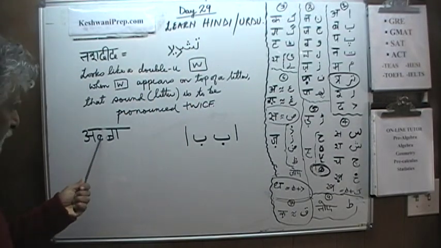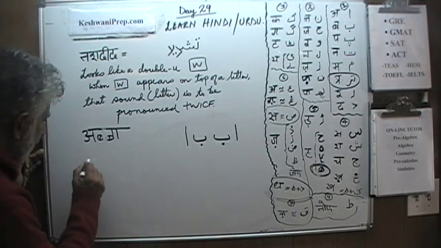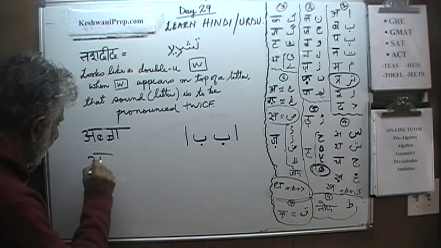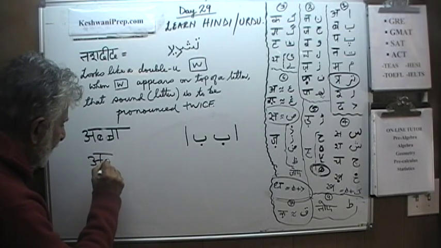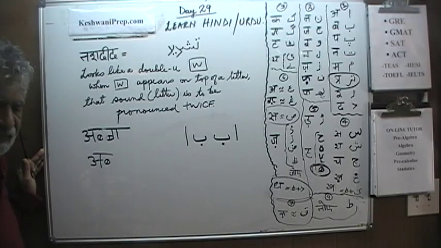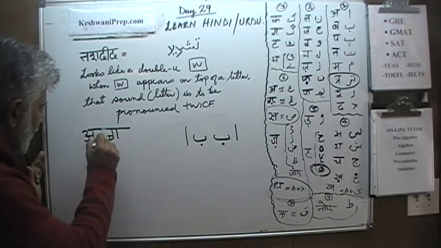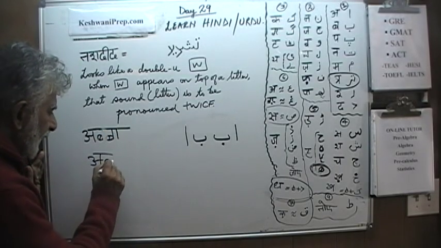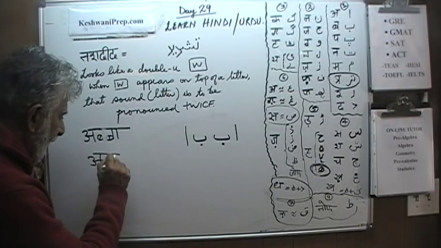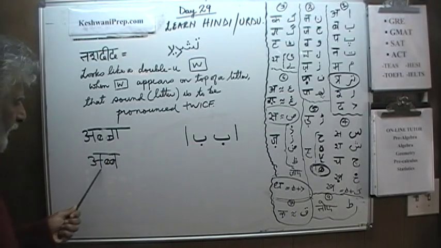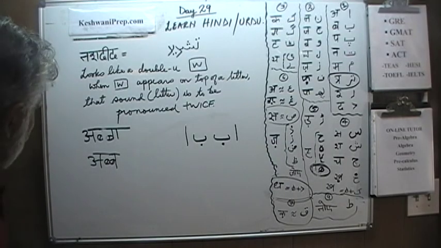You just take it out and you join this one with this one. So it looks like this now. This is your half b, half letter. As you can see, it doesn't have this line here. And then you join the other one with it. And now it reads abba.